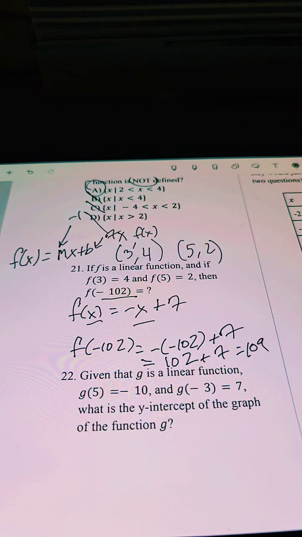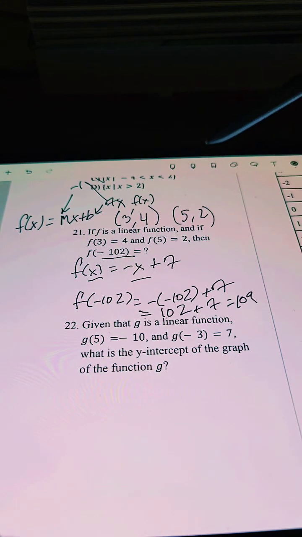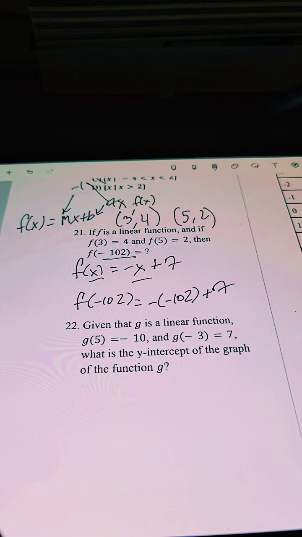Okay, so what are we on? Number 22. Let me just erase this so it's out of the way.